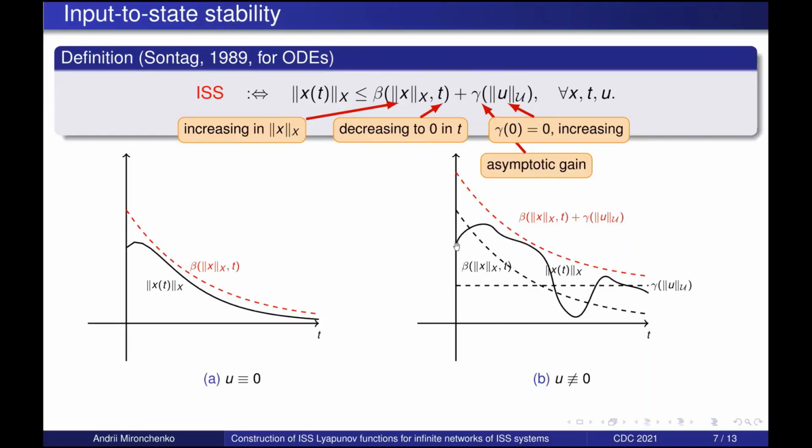So if we start somewhere here, then our trajectory is upper bounded by this sum. And since this term goes to zero when t goes to infinity, our trajectory approaches the ball with the radius gamma of the norm of u around the origin. In this way, input-to-state stability unifies the asymptotic stability in the sense of Lyapunov and input-to-output stability.